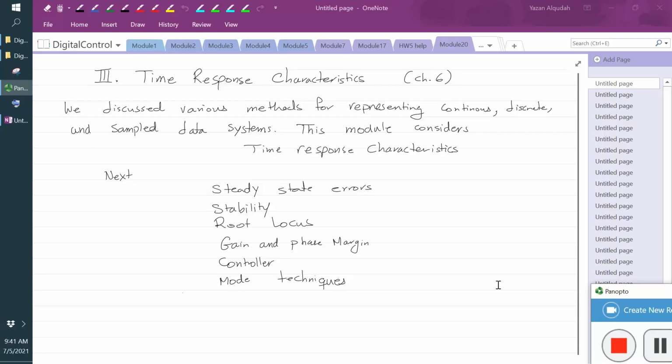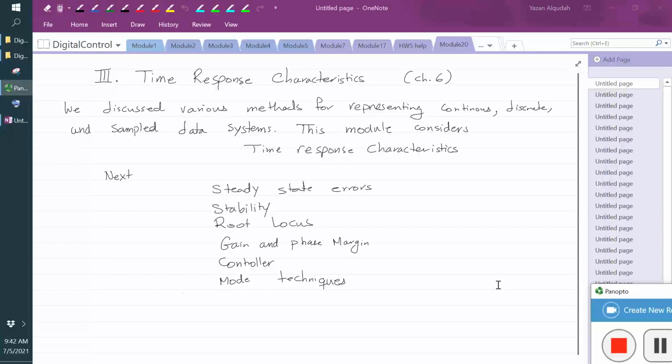Okay, hello everybody. So in this module, we're going to look at the time response characteristics, and that is in chapter 6. So far we've been discussing different methods for representing continuous and discrete time systems. And now that we know how to represent these systems and get the transfer function, we can start studying and analyzing these systems. And we're going to start with the time response characteristics.